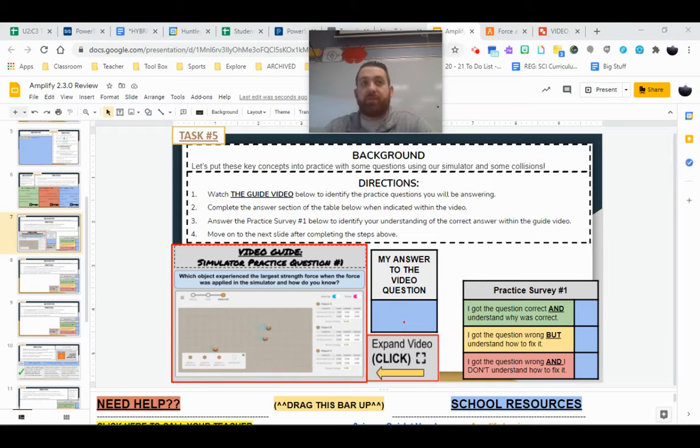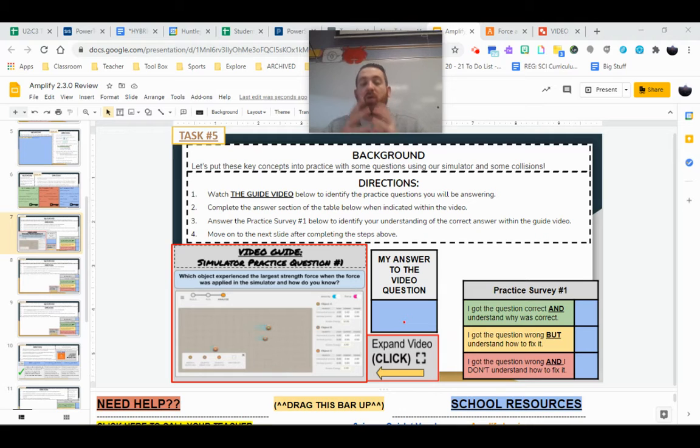And now that we've kind of begun diving into our key concepts, we're now going to be looking at answering some questions about our simulator that we're going to need to apply those key concepts to. The simulator is going to represent different collisions or ways in which forces are applied to different objects, and how all of these different things with force, mass, and velocity will help us predict or infer what's going on in the simulator.